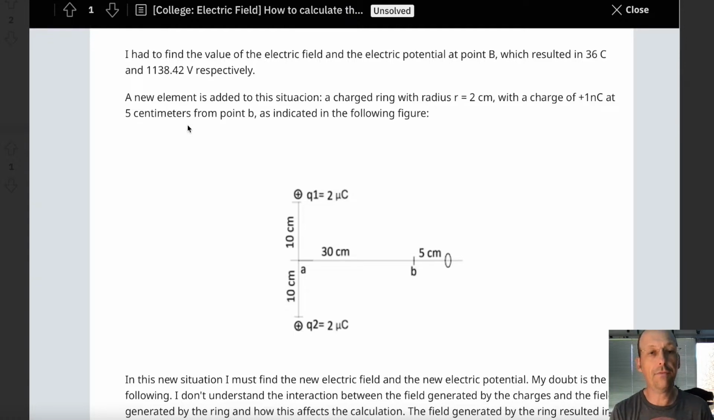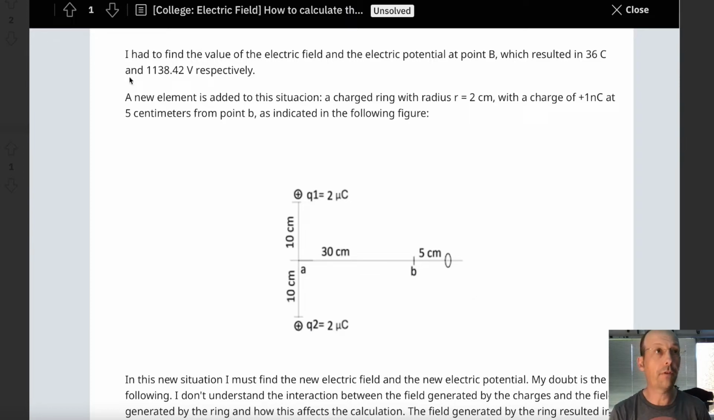Okay. And then after that, we're going to add a charged ring over here with a radius of 2 centimeters and a charge of 1 nanocoulomb. Okay, that's not trivial, but I mean, it's not bad. I assume you're going to use the expression for the electric field due to a point charge, a ring, and the electric potential due to a ring, but I don't know.